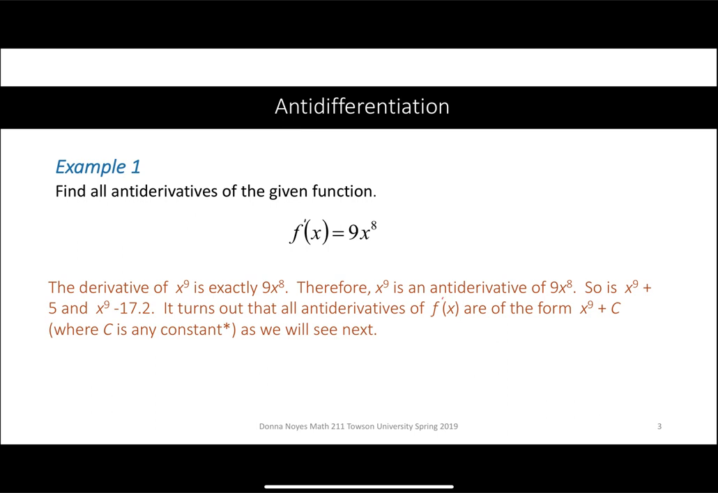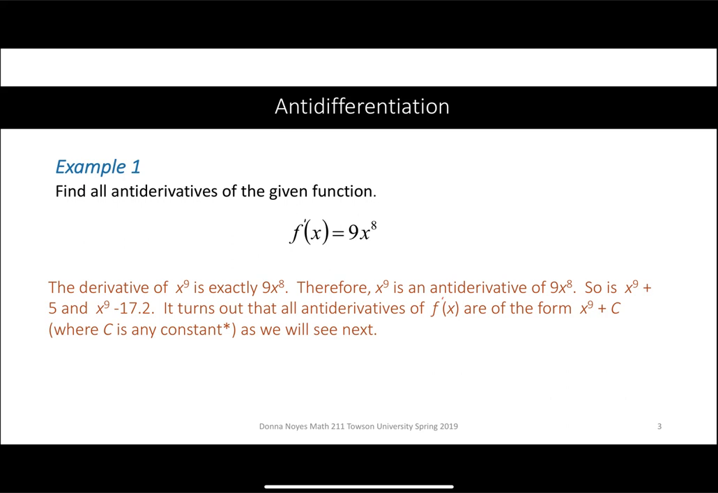Example number 1 says find all antiderivatives of the given function. F prime of x equals 9x to the 8th. So what we have to do is figure out what function has a derivative that is 9x to the 8th. Well, the derivative of x to the 9th is exactly 9x to the 8th. So that means that x to the 9th is the antiderivative of 9x to the 8th.